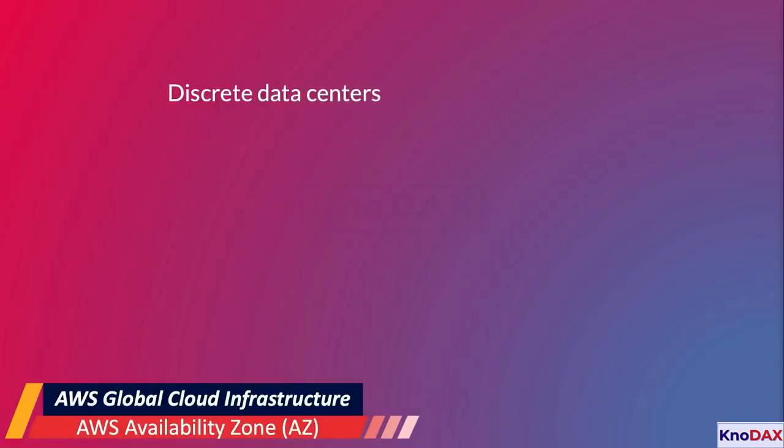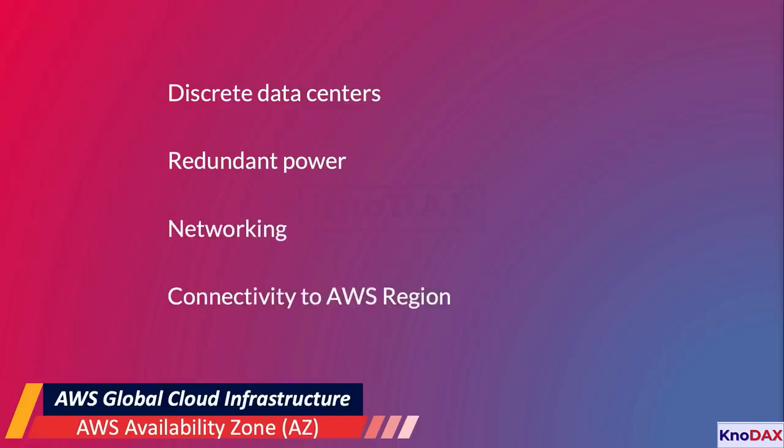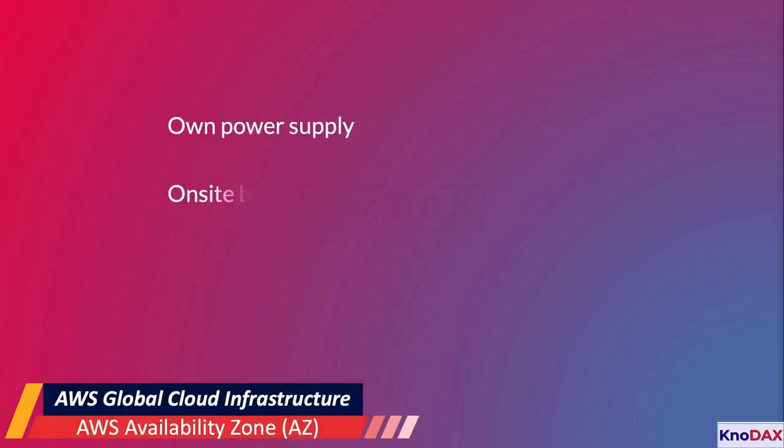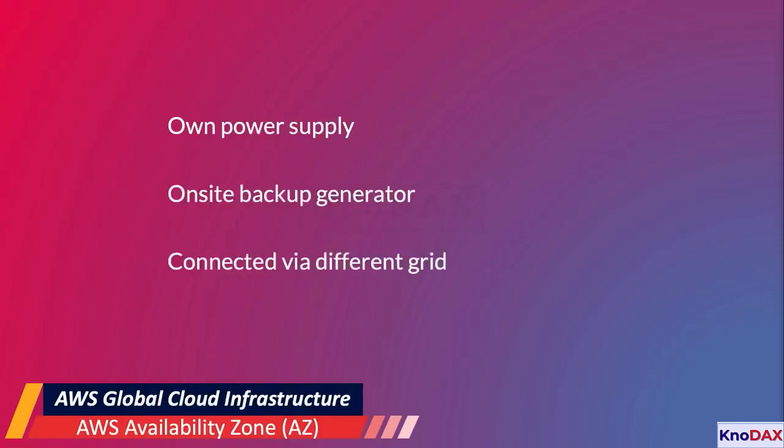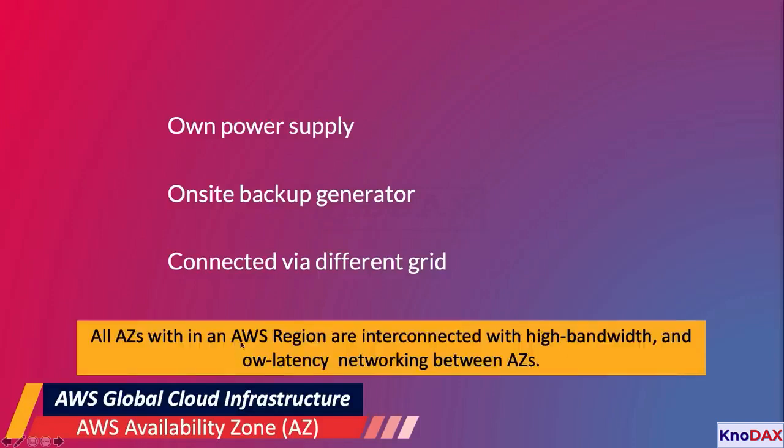An availability zone is one or more discrete data centers with redundant power, networking, and connectivity in an AWS region. Each availability zone has its own power supply and on-site backup generator, and they are connected via different grids from independent utilities so as to avoid a single point of failure for any power outage. All AZs within an AWS region are interconnected with high bandwidth and low latency networking between AZs.